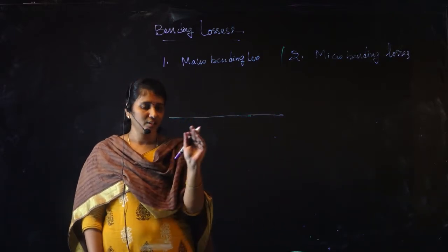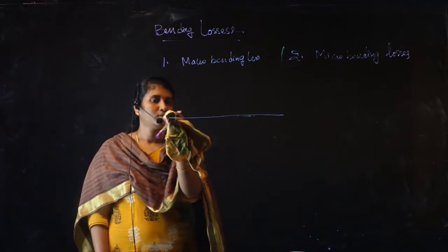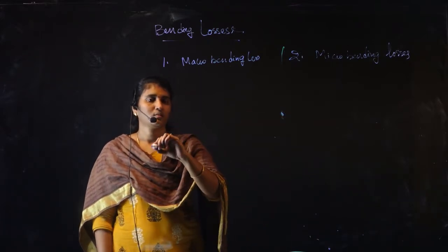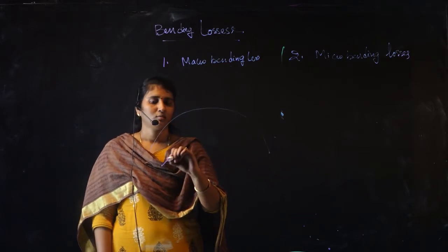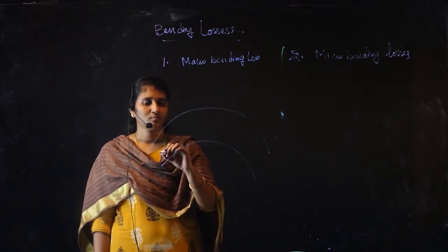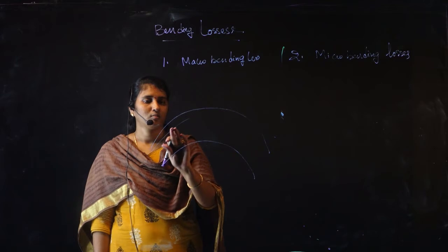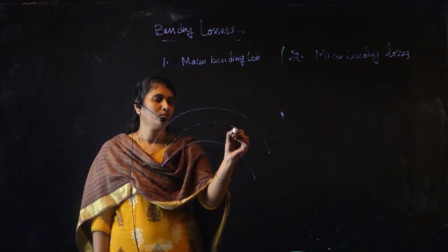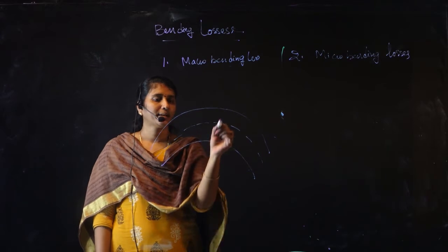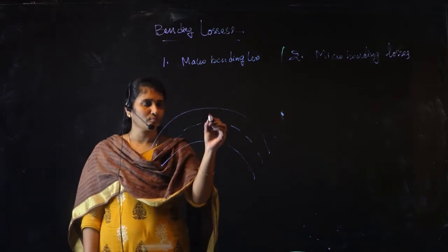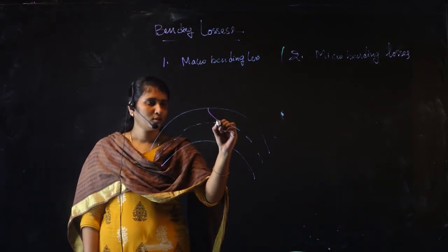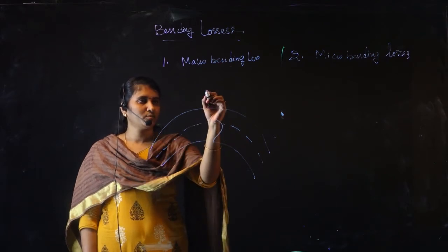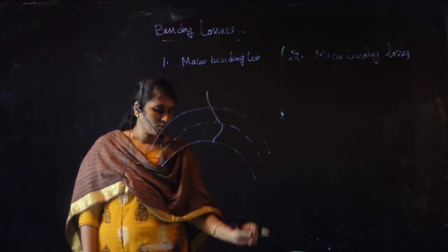So let this be the optical fiber core region. Here I am drawing only the core part. Inside the core, the electric field distribution of the core region will be of this format.